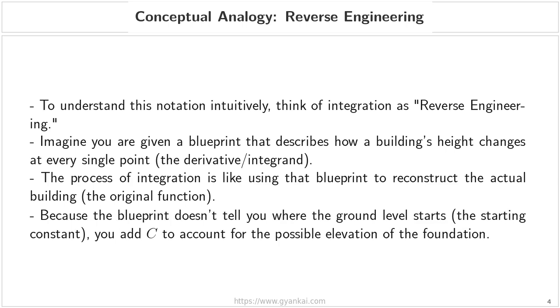Finally, it says, because the blueprint doesn't tell you where the ground level starts, that is, the starting constant, you add c to account for the possible elevation of the foundation. This is a crucial point. The blueprint only tells you how much the building is changing in height, not where it starts. The building could be built on a hill, at sea level, or even partially underground. The constant c represents this unknown starting height or vertical shift. That's why we always add plus c to our indefinite integrals, to account for all possible vertical shifts of the original function.